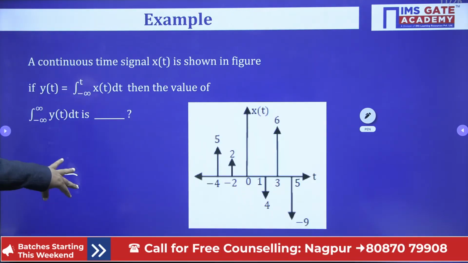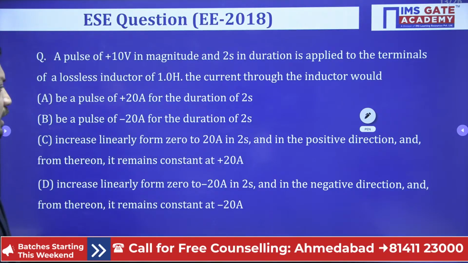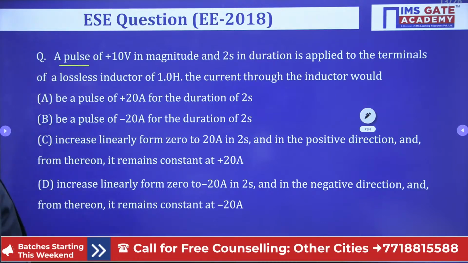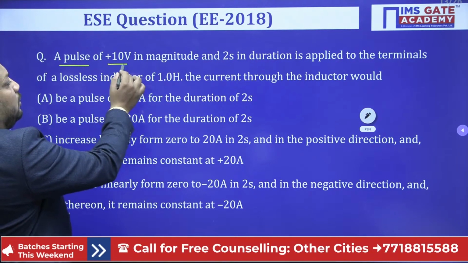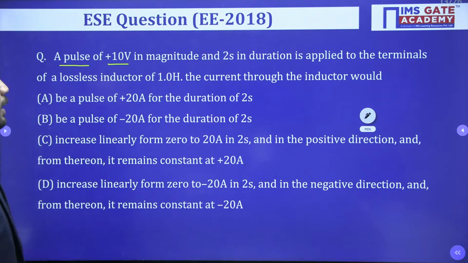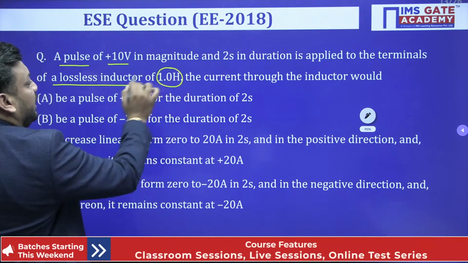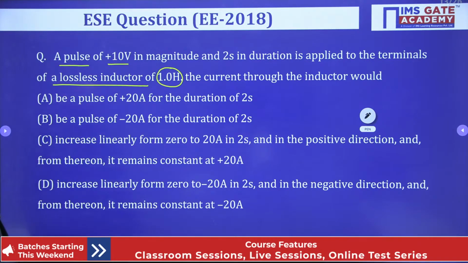Today's class I am going to start with this Engineering Services 2018 question. You should read the question, guys. A pulse of plus 10 volt in magnitude and 2 seconds in duration is applied to the terminals of a lossless inductor of 1.0 Henry. The current through the inductor would be.